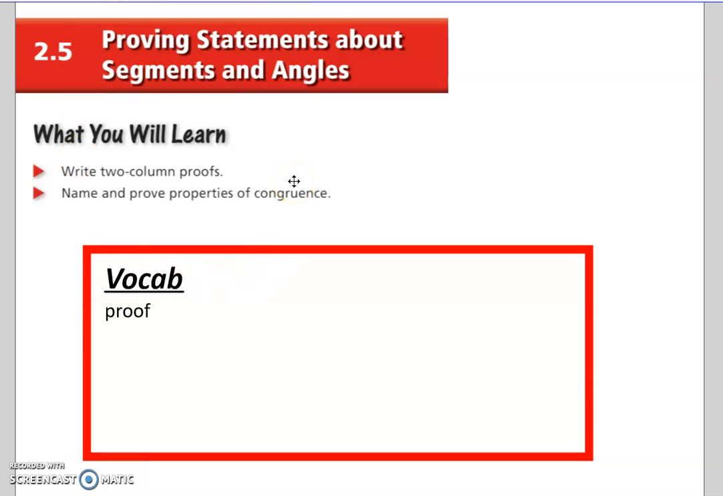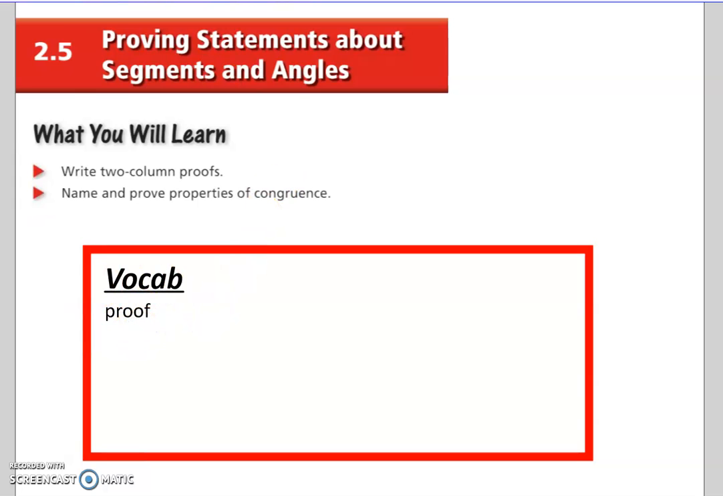Actually, it's probably what the rest of geometry is going to be about, so get ready. It's going to be awesome. In this section, we're going to be writing two-column proofs. And we are going to be working with properties of congruence, which we've been working with in 2.3 and 2.4. So have those notes out because it's really going to help us with this section. Okay, so let's get into this, guys.